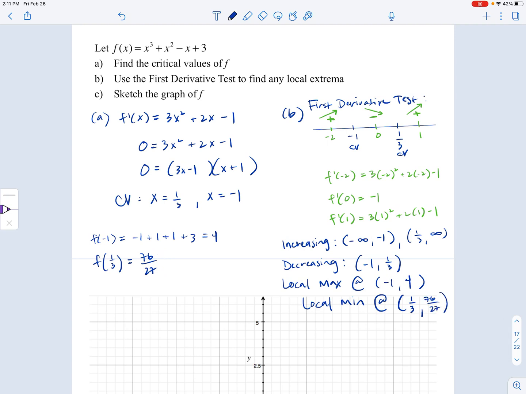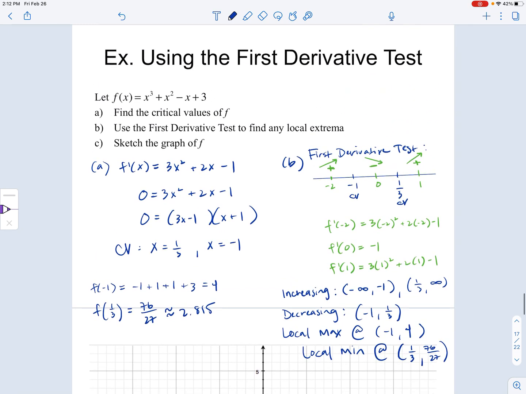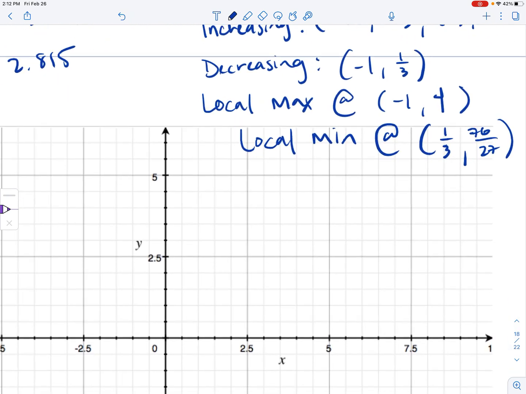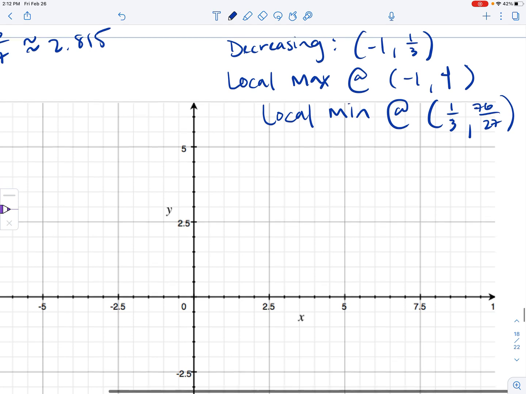Which is, which is approximately 2.815, just for graphing purposes. Okay, and our last step is to put all this information together. So I like to graph the points that I actually know. So those would be the actual local max and the local min.